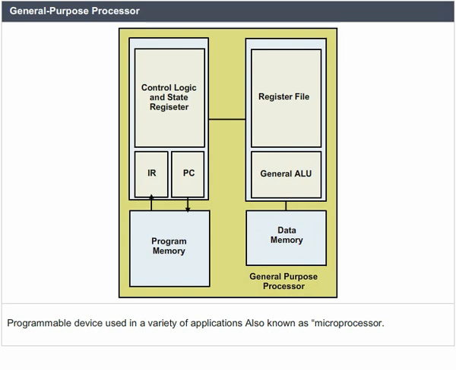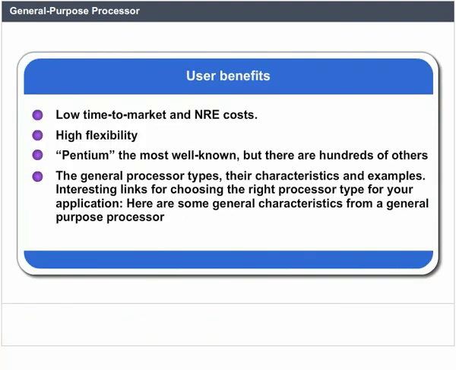General purpose processor. A programmable device used in a variety of applications, also known as a microprocessor. Features. Program memory. General data path with large register file and general ALU. User benefits. Low time to market and NRE costs. High flexibility. Pentium is the most well known, but there are hundreds of others. The general processor types, their characteristics and examples. Interesting links for choosing the right processor type for your application.